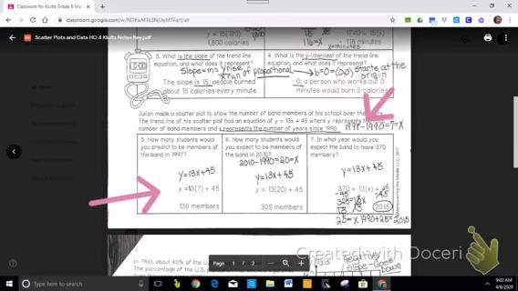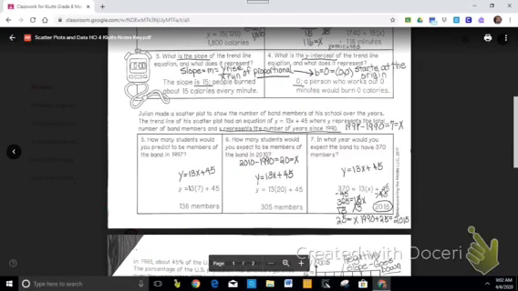So I would go back to my equation that they gave me, y equals 13x plus 45, and since x represents the number of years since 1990, I'd have y equals 13 times 7 plus 45. 13 times 7 plus 45 equals 136. So my answer would be, I predict 136 members.